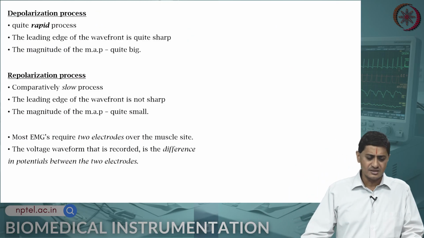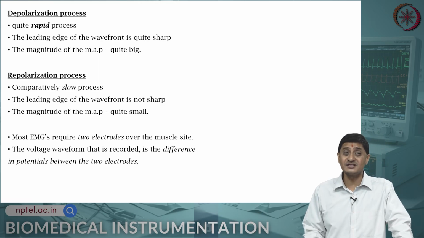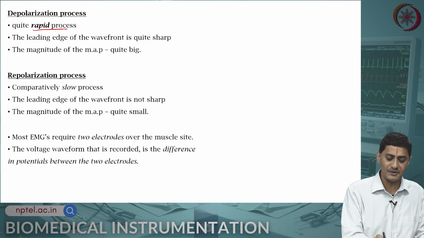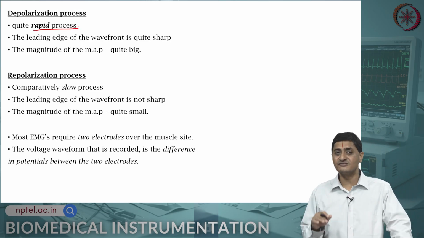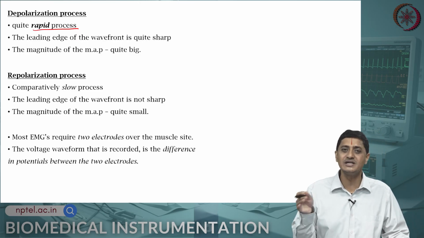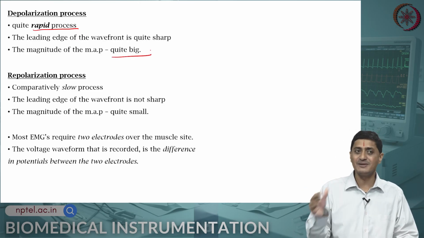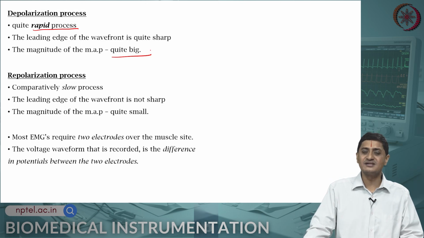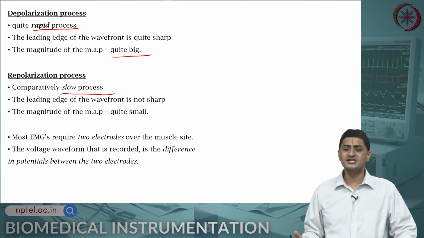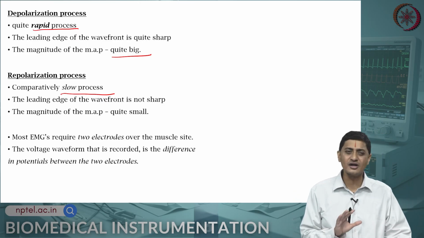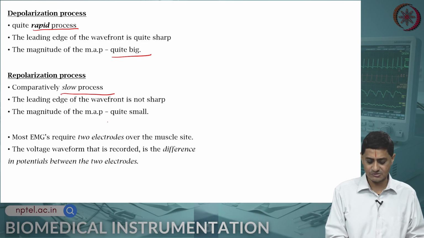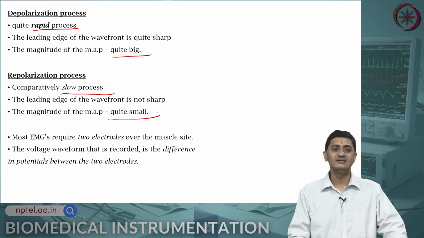Note also that depolarization is a rapid process, it happens very fast. So the leading edge of the wavefront is usually sharp and the magnitude of the motor unit action potential during depolarization is usually very big, whereas repolarization in comparison is a slow process. The leading edge of the wavefront is usually not sharp and the magnitude of the motor unit action potential is relatively small when compared with depolarization.